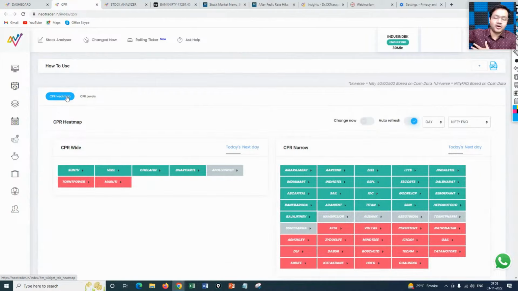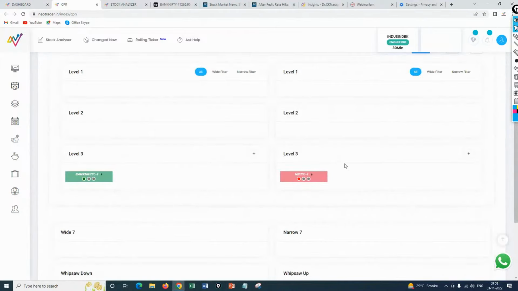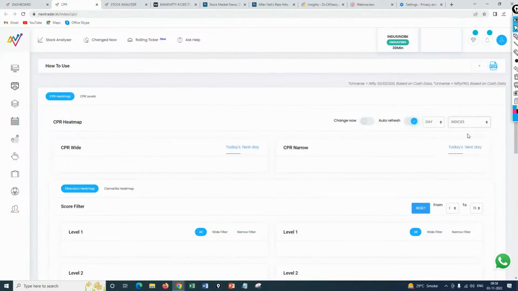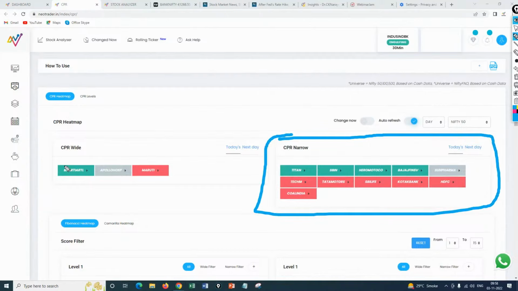Okay, I am going to now open this and I am going to show you. And over here we go and we will change this from Nifty, Bank Nifty to indices. Okay, and when I change this to indices, what I see is that it is neither wide nor narrow. ठीक है, so let me go to the Nifty 50 stocks. And what do I see? Okay, when I go to my Nifty 50 stocks, I find that most of the candidates are in wide.